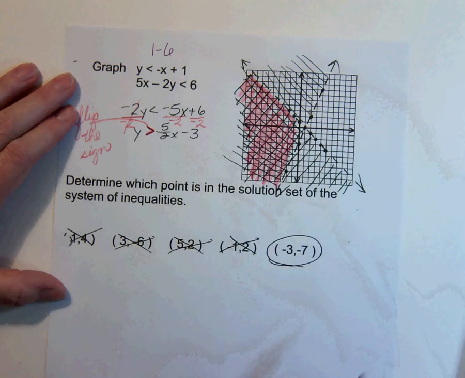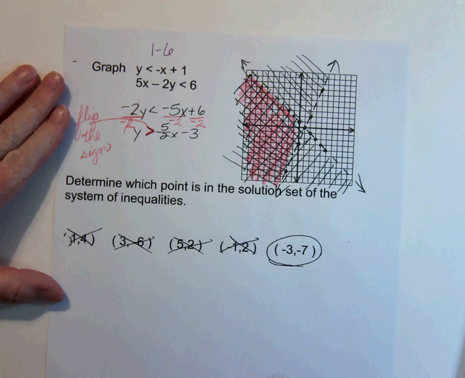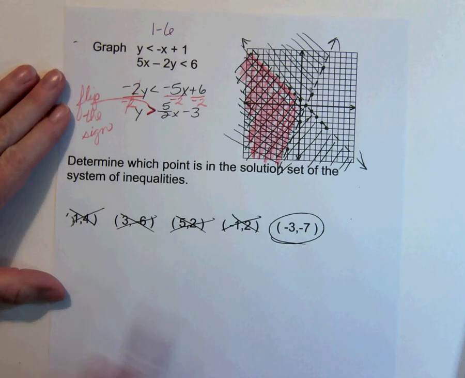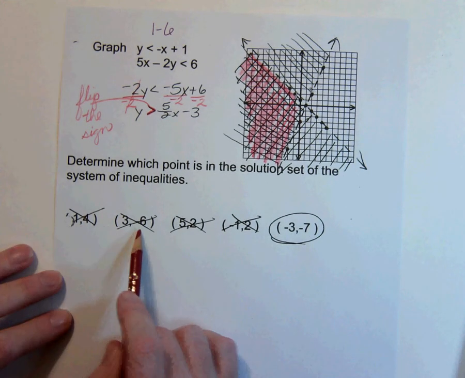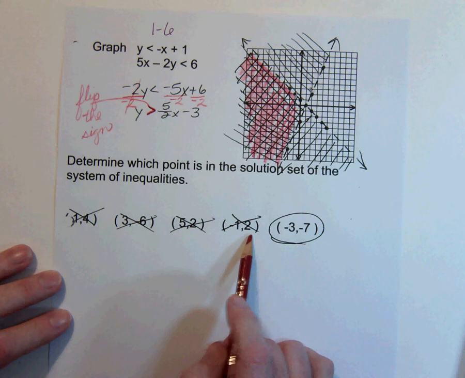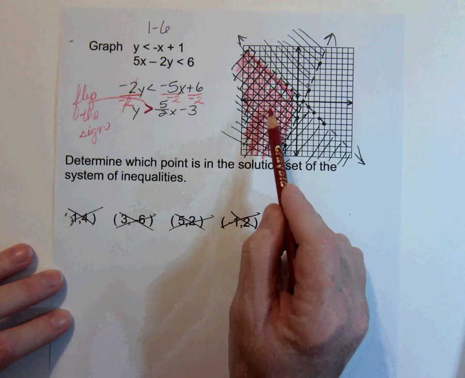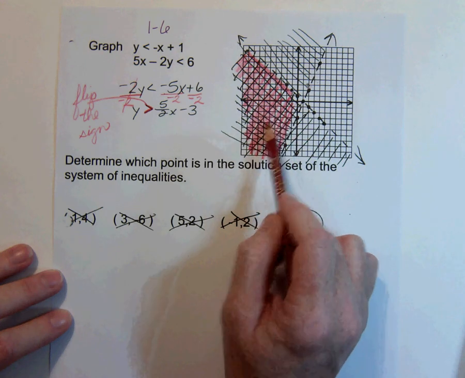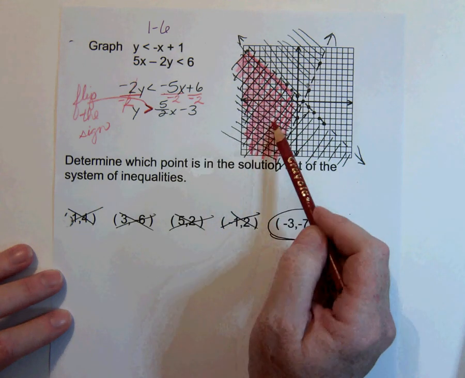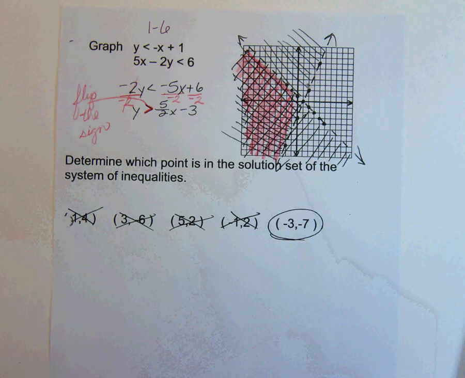So in this one, determining which points in the solution are set, there's only one. Go and take a minute and plot each one of the points that was crossed out here. The only one that would actually work would be this one here. It's the only point that would be in this section where they both crossed. And that concludes this first unit with 1-6.